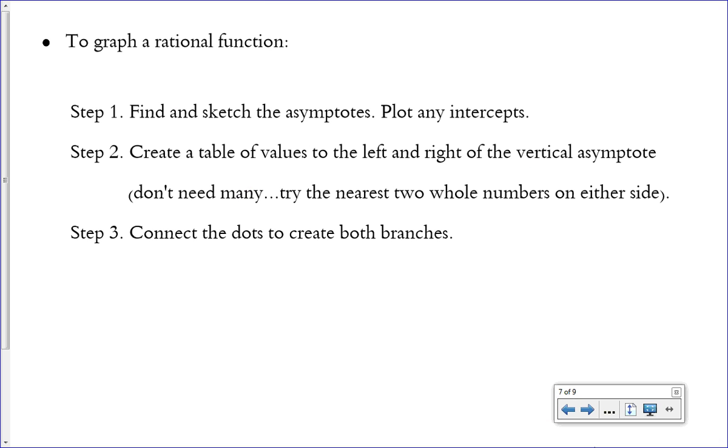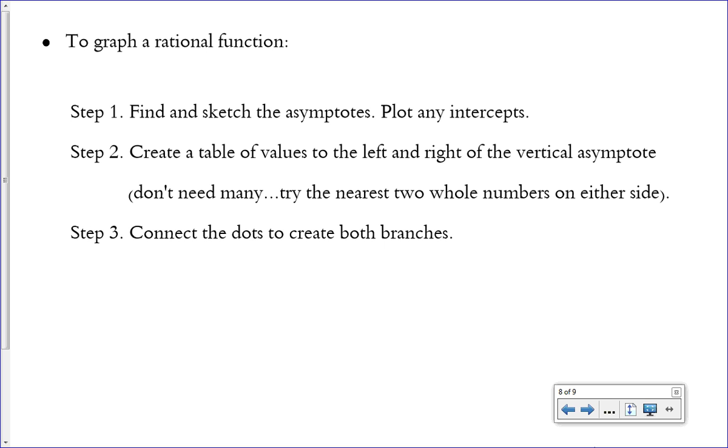To create a more accurate graph, we can follow these steps. Find and sketch the asymptotes first. That's got to be your first step. Plot any intercepts that you found and label those as well, but sometimes that's not good enough to get a full picture. So the next thing you're going to want to do, the new bit, is step 2.